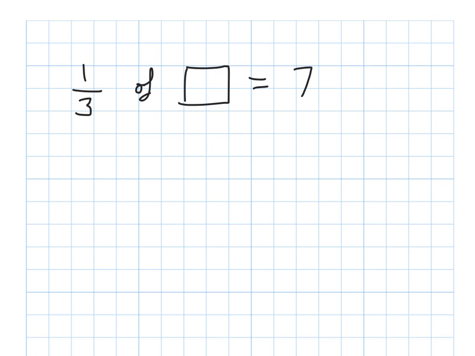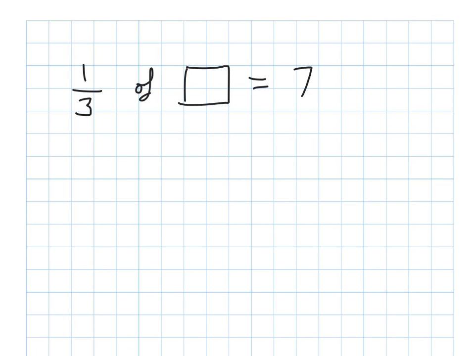For this final example, you might notice that the calculation's a little bit different. Here we've got 1/3 of a missing number is 7, so instead of finding the fraction of a number, we've already got what you might see as the answer. We know that 1/3 is 7, but we don't know what the number we started with is, and that's what we've got to work out here. But in many ways, this is easier than the other calculations, even though it looks a little bit trickier.